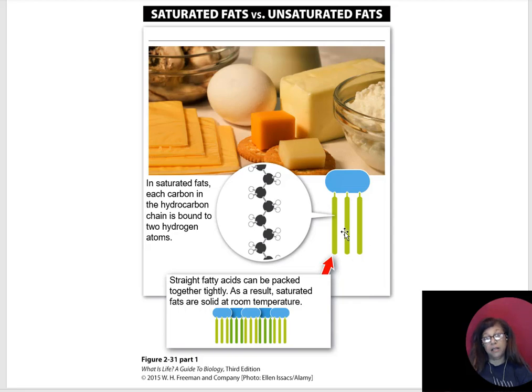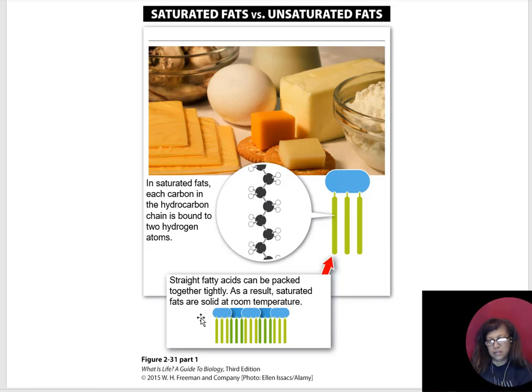to the fat molecule. And so these straight fatty acid chains can be packed together very tightly. Think of it as like the combs of a comb. When they're straight, I can put a lot of those combs together in one spot, right?